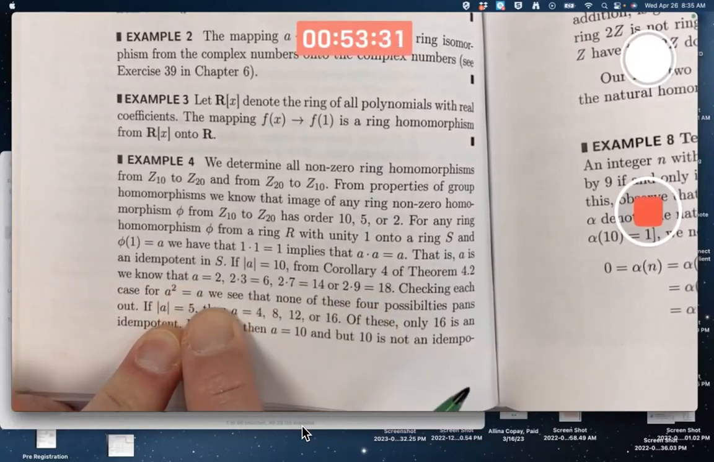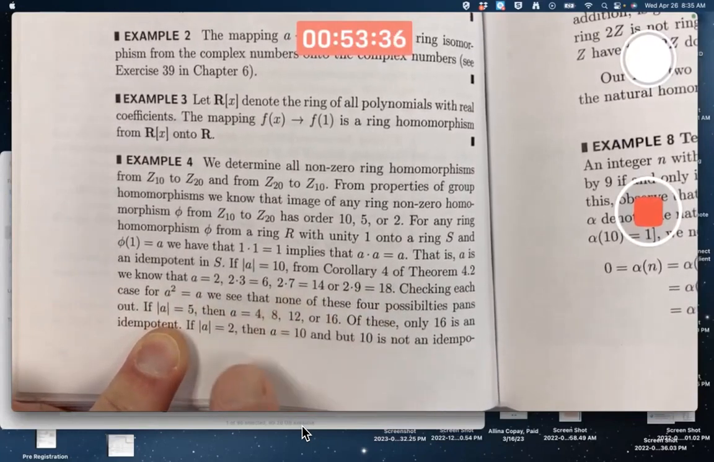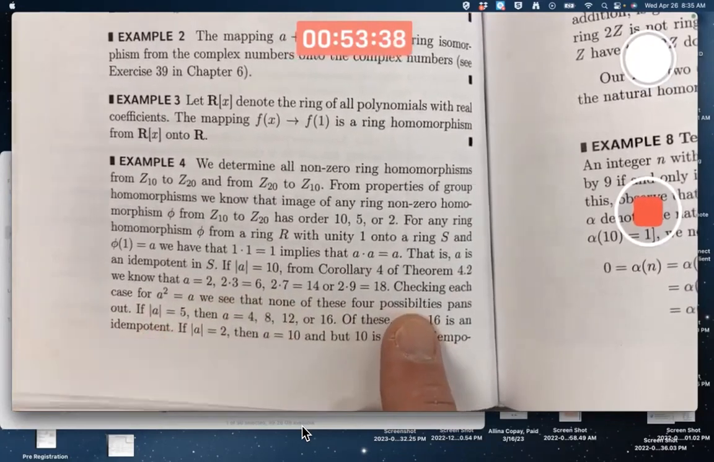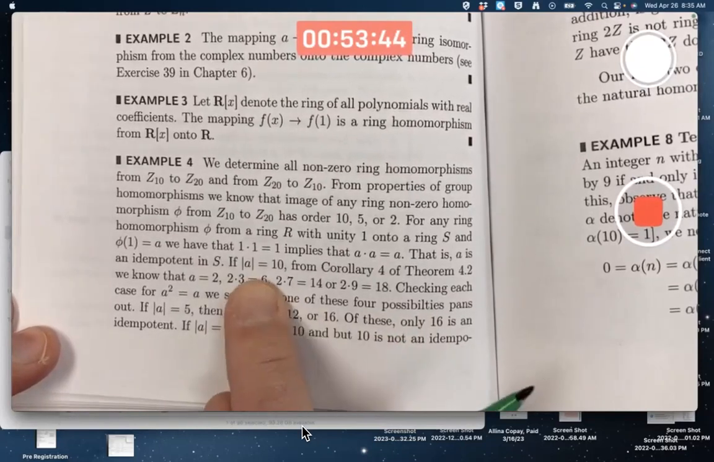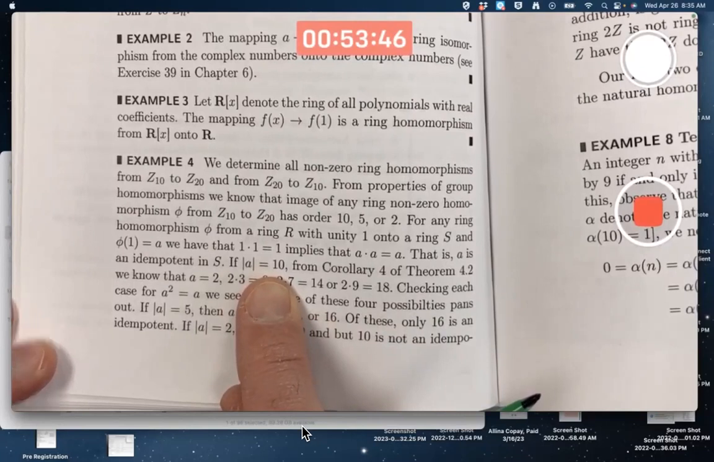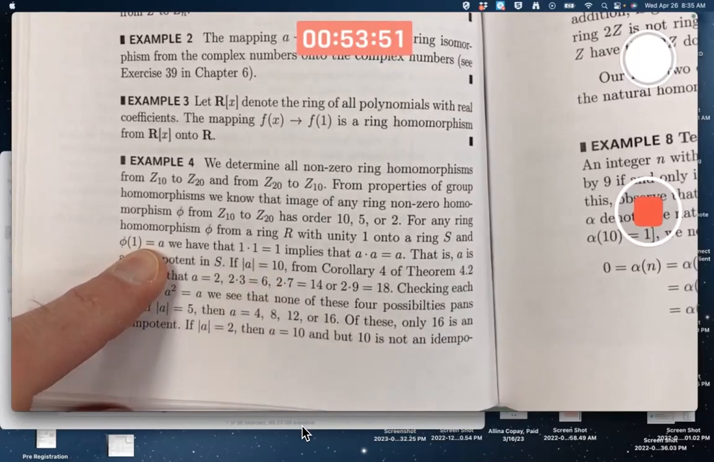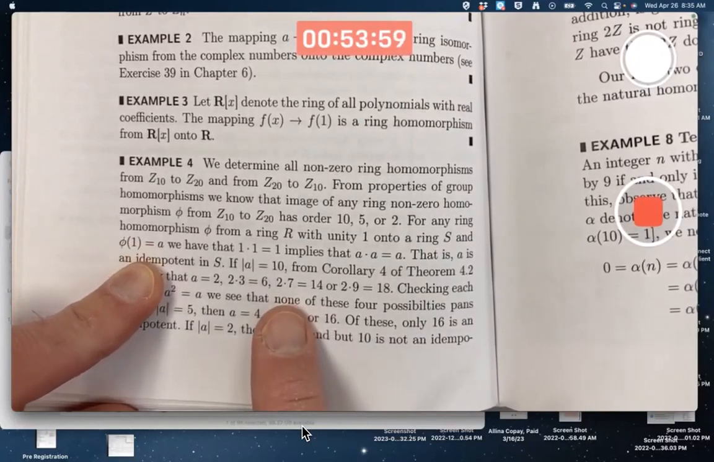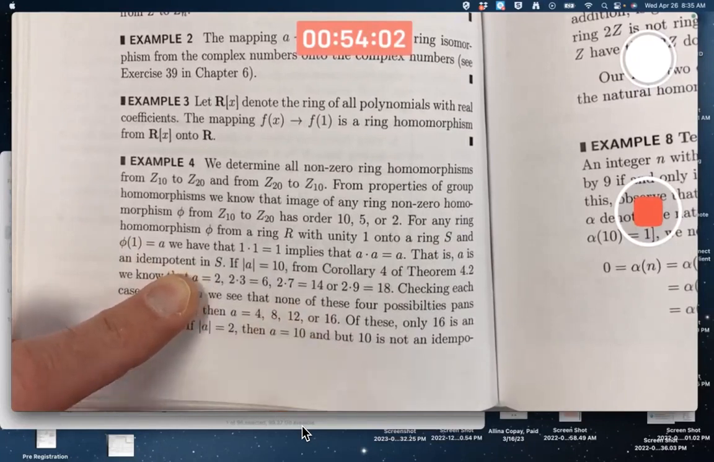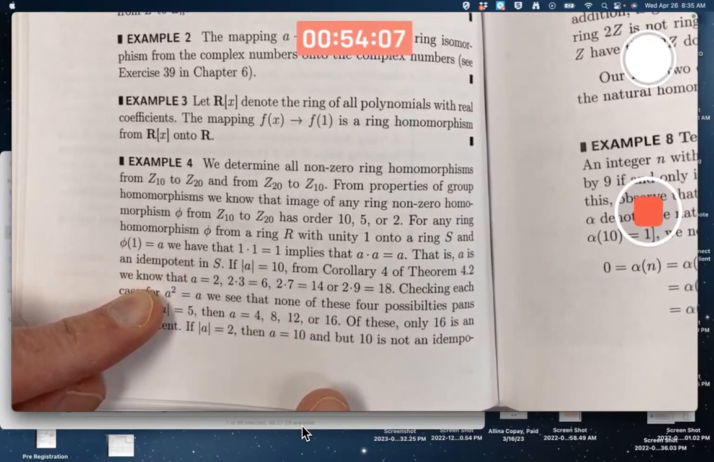Checking each case to see if they're idempotent. Oh, none of these 4 possibilities pan out. None of those are idempotents, 2, 6, 14, or 18. So what does that mean? It means the order of A can't equal 10. We've ruled that out. It could be the case that phi of 1 gets mapped to 10 under a group homomorphism. That's possible. But since the image of 1 has to be an idempotent as a ring homomorphism, 10 is not possible as an order of A for a ring homomorphism here.